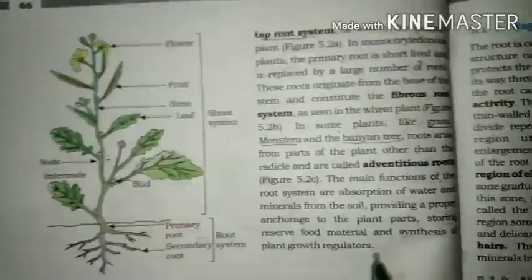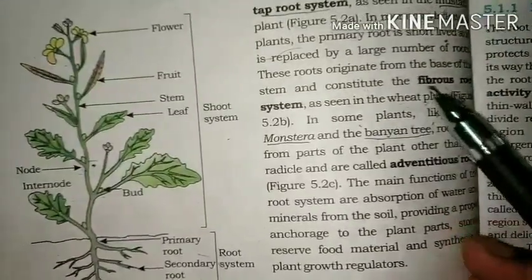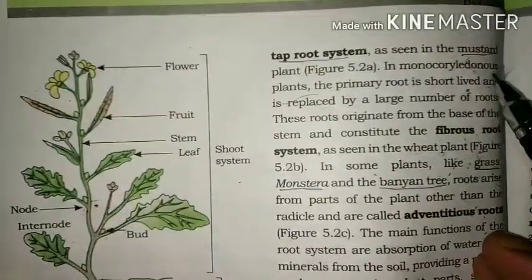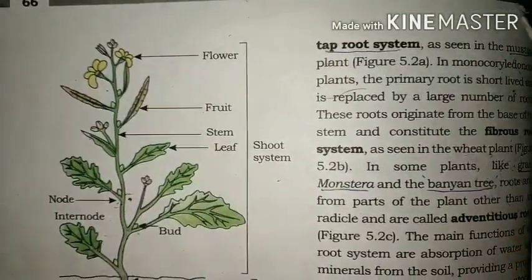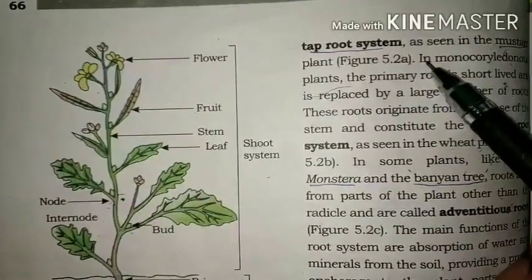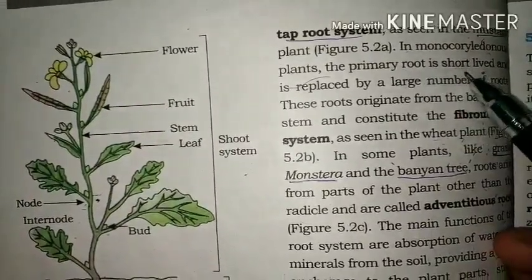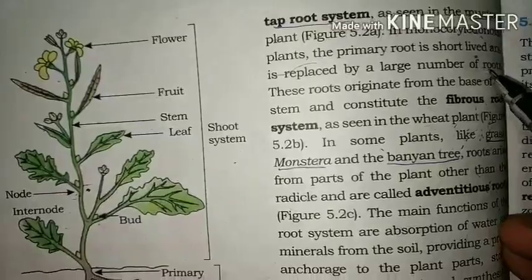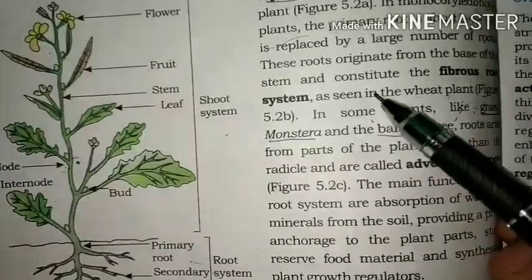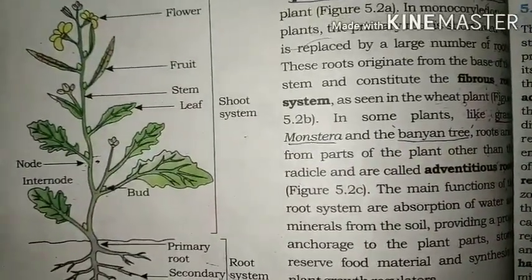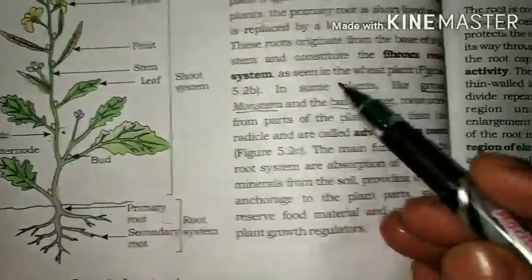So let us discuss how many types of root system there are. I have told you about the taproot system; now I want to discuss the fibrous root system. An additional point: dicotyledonous plants consist of a taproot system, for example mustard. In monocotyledonous plants, the primary root is short-lived and replaced by a larger number of roots. These roots originate from the base of the stem and constitute the fibrous system. If the primary root is replaced by a larger number of roots, we say it is a fibrous root system. What is the example for that?